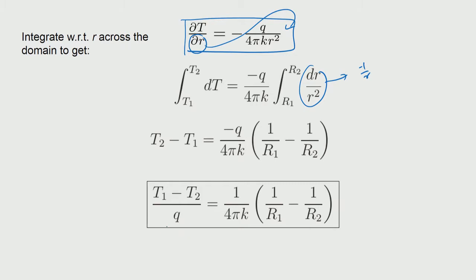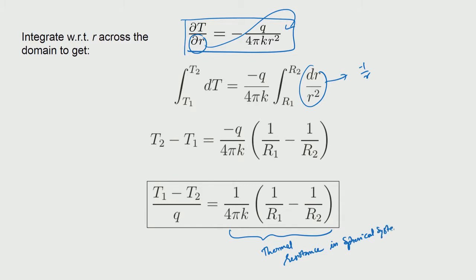you can see that the expression is given as delta T by Q is equal to an expression which gives you 1 by 4 pi k into the difference of the inverses of the radii. So, this means this is the thermal resistance in the case of a spherical coordinate system.